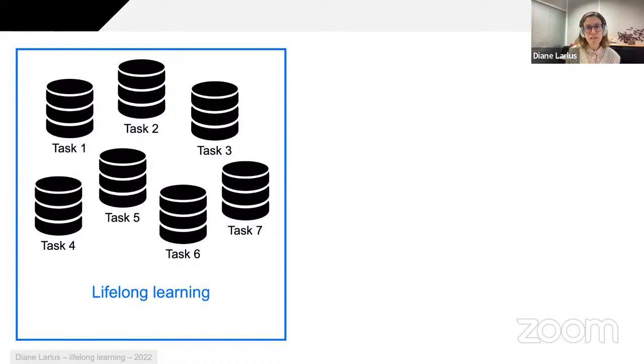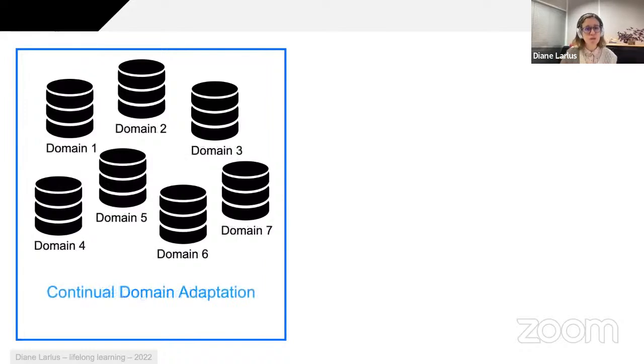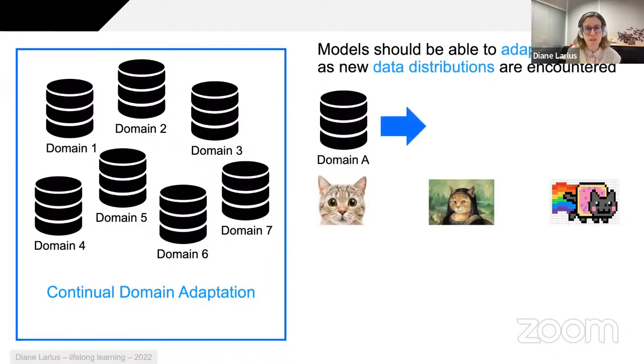So now, instead of considering a sequence of tasks, so classification and then detection and then something else, we're going to consider a sequence of domains. So we assume that the task stays the same. For example, we keep our task of cat classification, but it's the domain which varies. So let me give you a toy example.